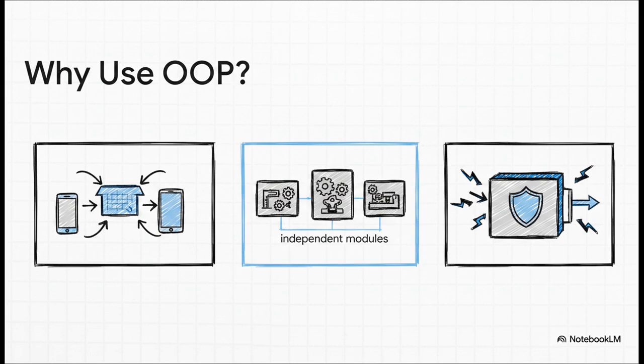By making a TPhone class, we can reuse that blueprint anywhere in our app that we need to deal with a phone. By bundling data and behavior together, we create these independent, self-contained modules that are way easier to manage and debug. And this idea of encapsulation actually helps protect our data, which makes our whole program more stable.